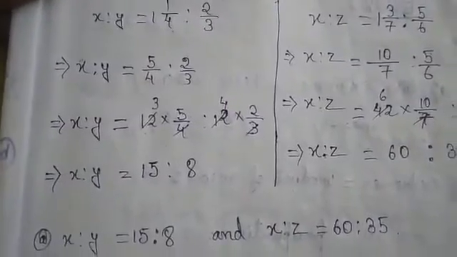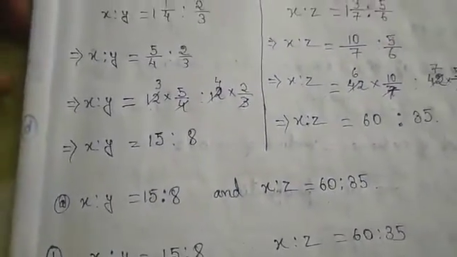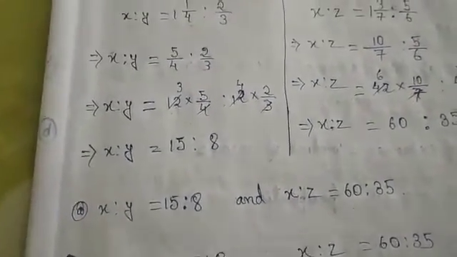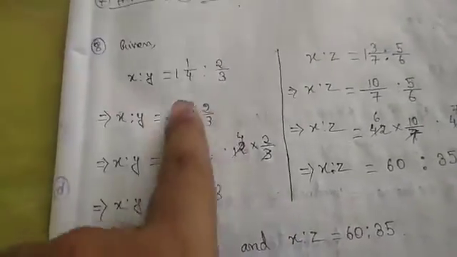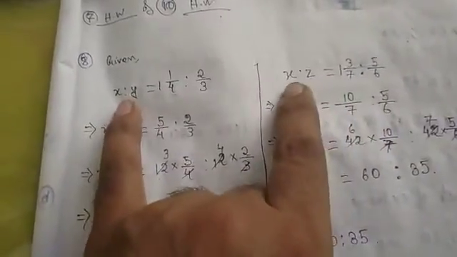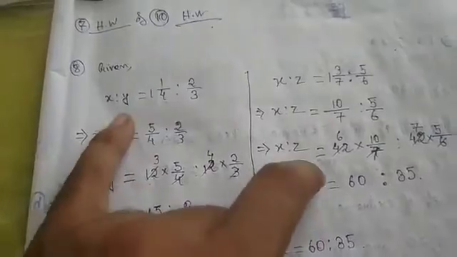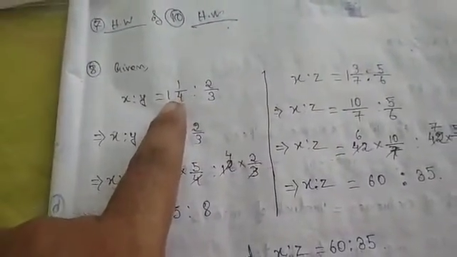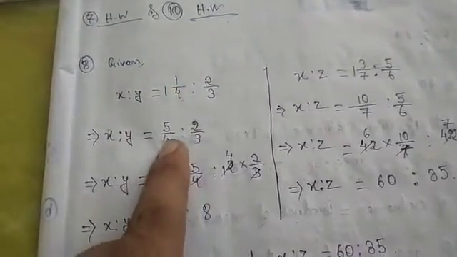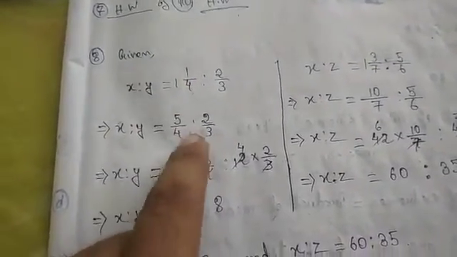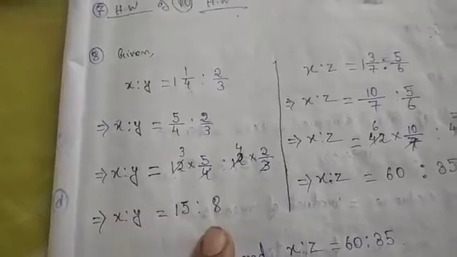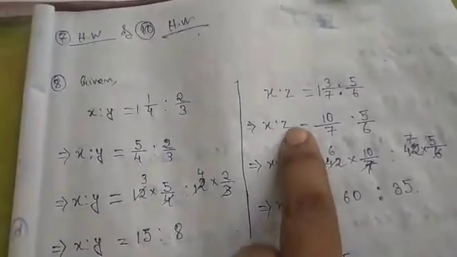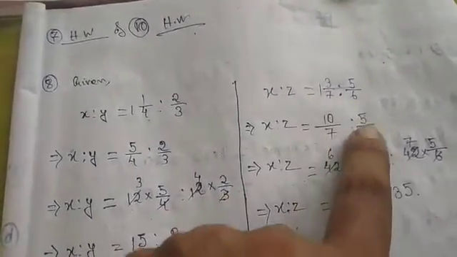So question number 8. Question number 8, they have asked us to simplify the ratio of x is to y and x is to z. See, look here, x is to y and x is to z. So what is our connecting term? X. So we have to make sure that our value of x is the same in either case. So after finding out the improper fraction, 5 by 4 is to 2 by 3. Now here the x value is 10 by 7 and 5 by 6.